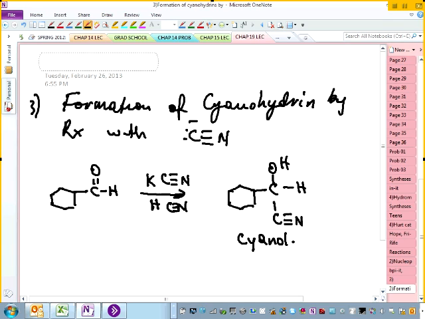This is what we call a cyanohydrin. A cyanohydrin is a molecule in which a hydroxyl group is attached to the same carbon, and that same carbon is also attached to a nitrile. Anytime you see a molecule in which both a nitrile and a hydroxyl group are attached to the same carbon atom, you say this is a cyanohydrin. Later on you will find this very useful for synthetic applications, because we could take this cyanohydrin and oxidize it to a carboxylic acid. We will do that in chapter 22. Now the same thing will happen with a ketone.